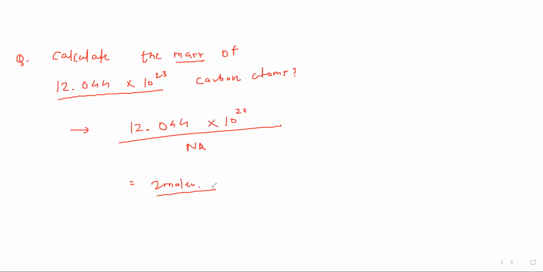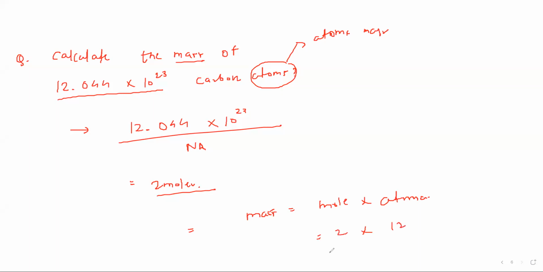So once you get 2 moles, obviously here they are atoms, so it's called atomic mass. The total mass of the carbon atoms is equal to its mole multiplied by its atomic mass. Mole is 2, atomic mass is 12. So the answer is 24 grams. Very good. Exactly correct. Okay, Rishi, you must have understood, right?